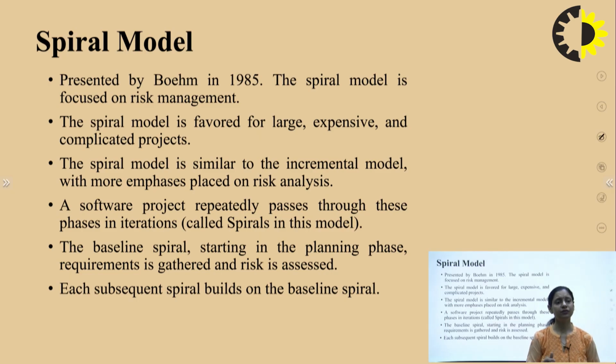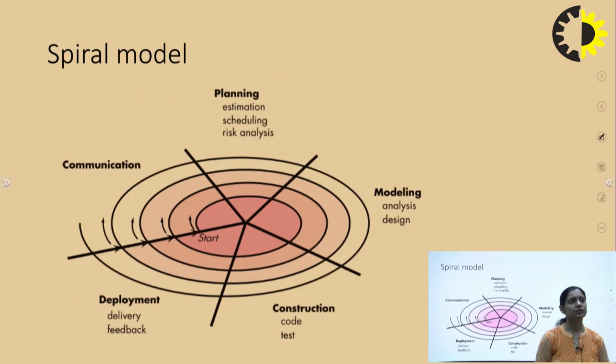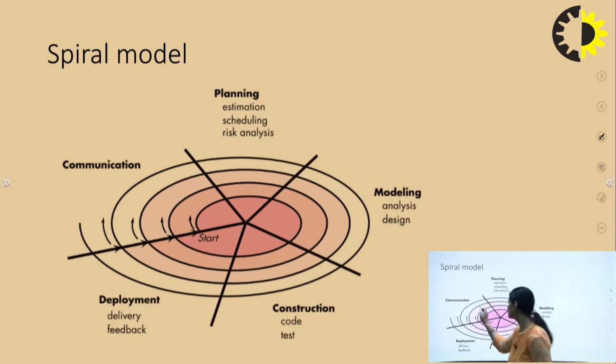It is not in the form of a linear sequential model, instead it moves into spiral, and the project is repeatedly passed through different phases and iterations. So let's look at the structure of it. We have the communication done by the user from here.